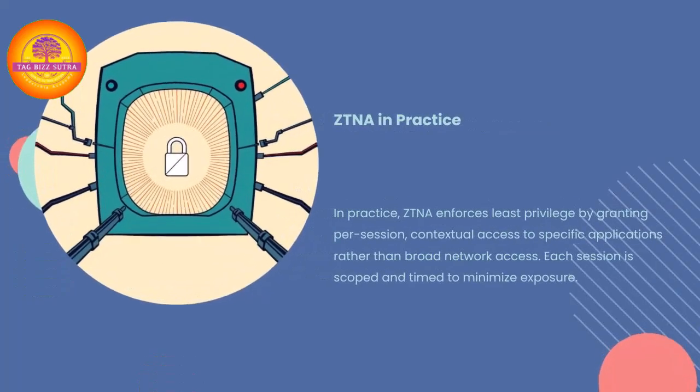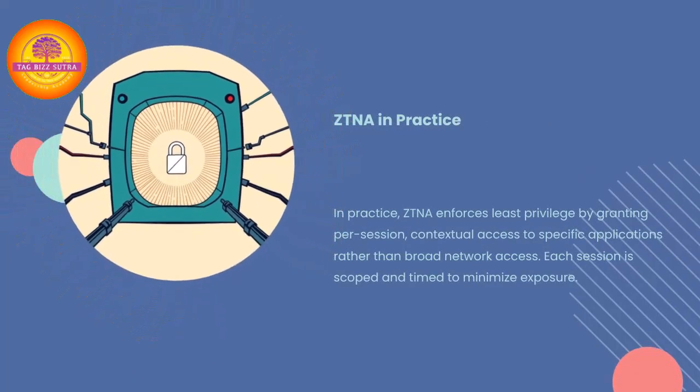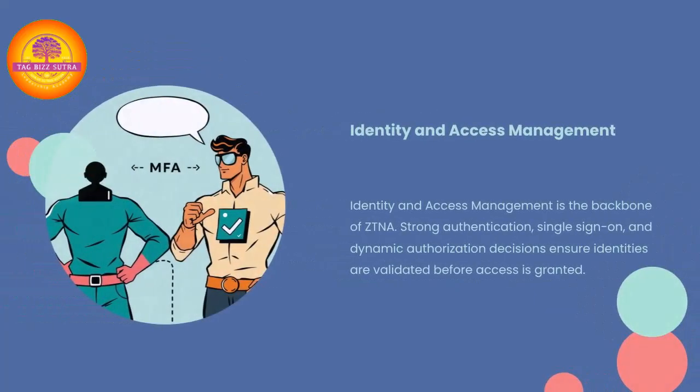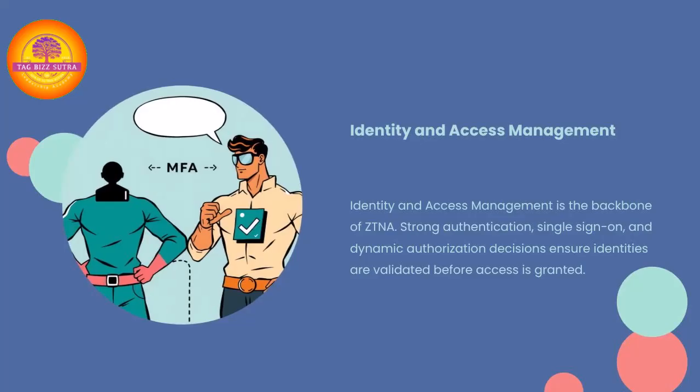In practice, ZTNA enforces least privilege by granting per-session, contextual access to specific applications rather than broad network access. Each session is scoped and timed to minimize exposure. Identity and access management is the backbone of ZTNA. Strong authentication, single sign-on, and dynamic authorization decisions ensure identities are validated before access is granted.